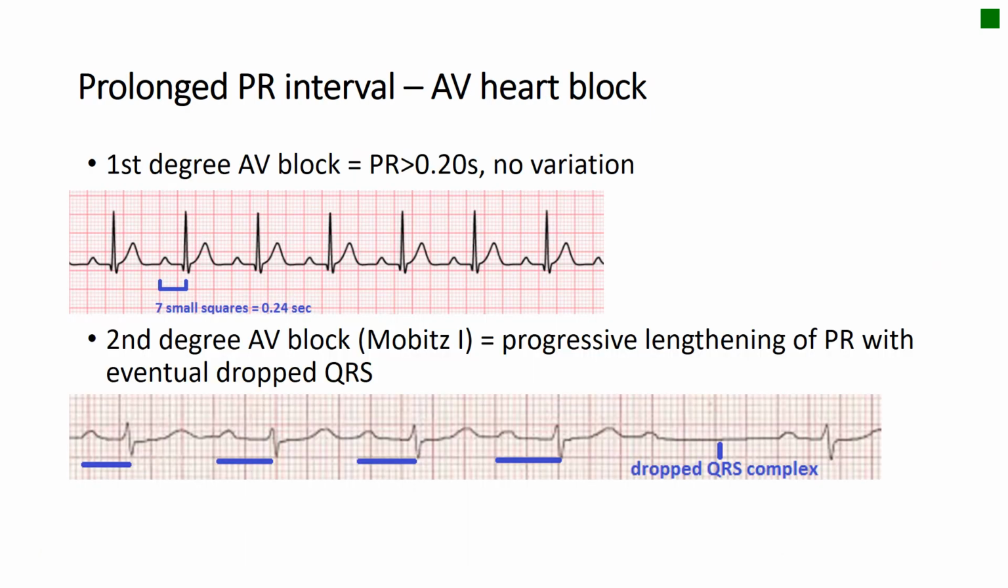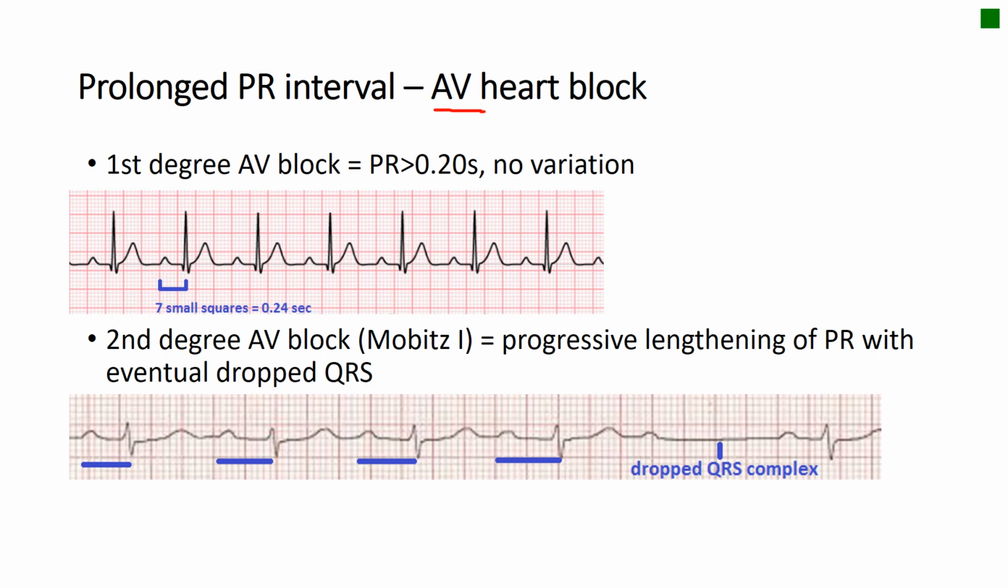If the opposite happens, where you've got a prolonged PR interval, as in a block, there's something blocking the electrical current getting through, usually like with the AV node, then if it's the same distance between the PR interval every time as it is in the top diagram, it's 7 small squares as opposed to 5 small squares or less, then that's called first degree heart block.